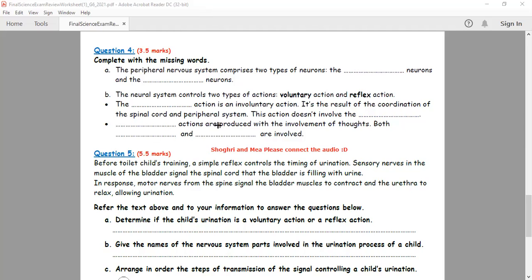So, Maya and Shugri, they are not listening. They are not looking at the screen.